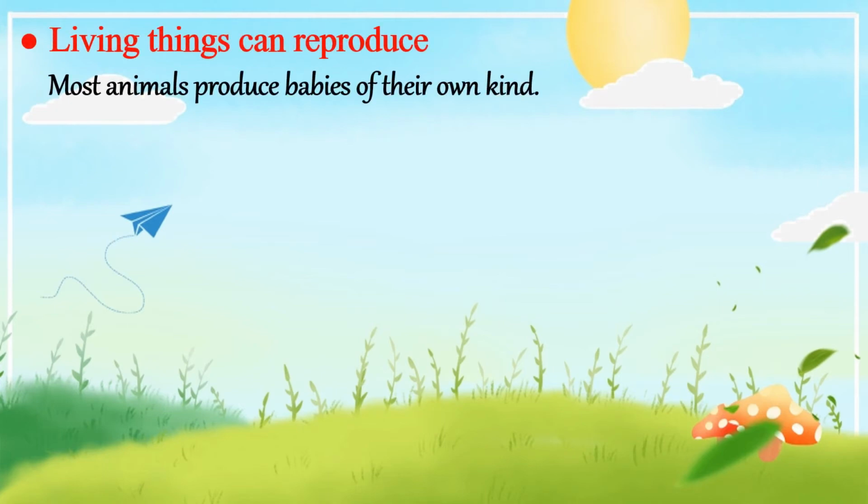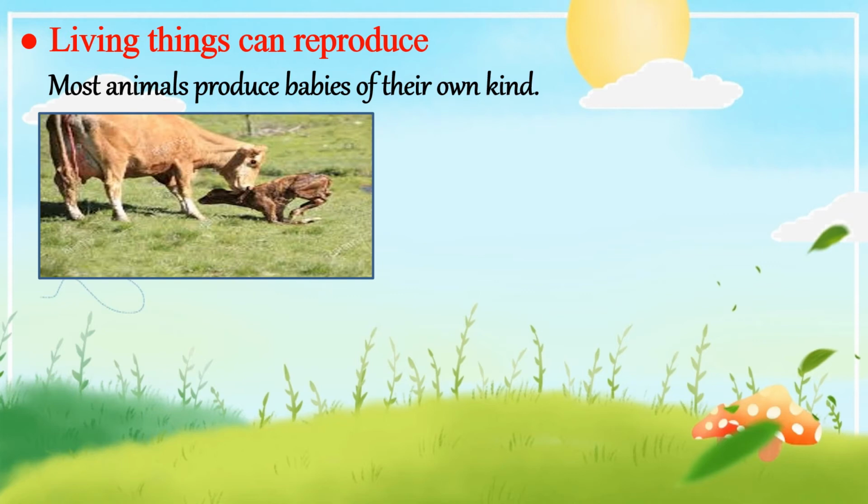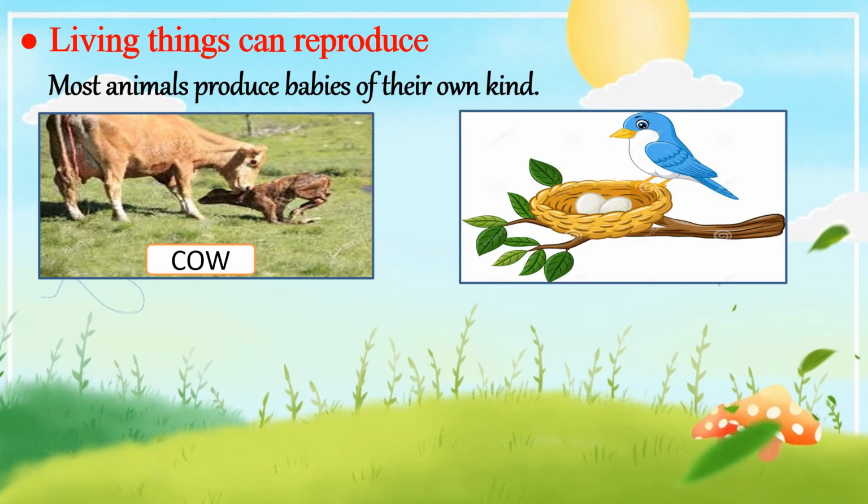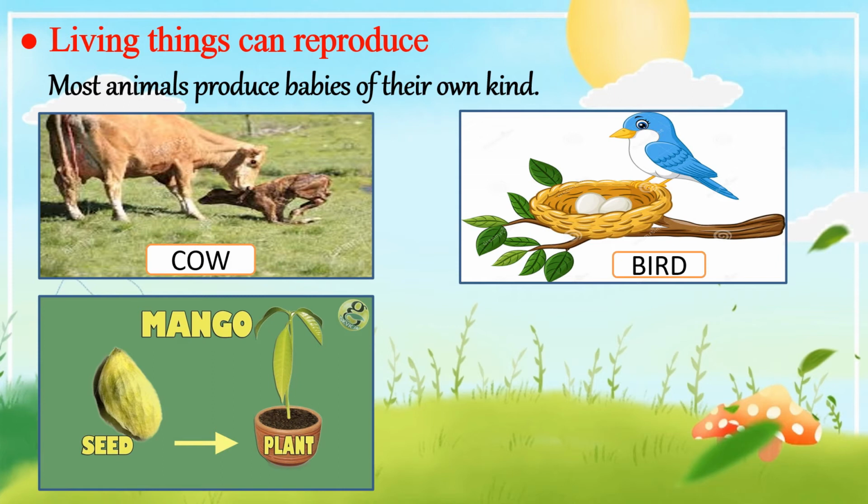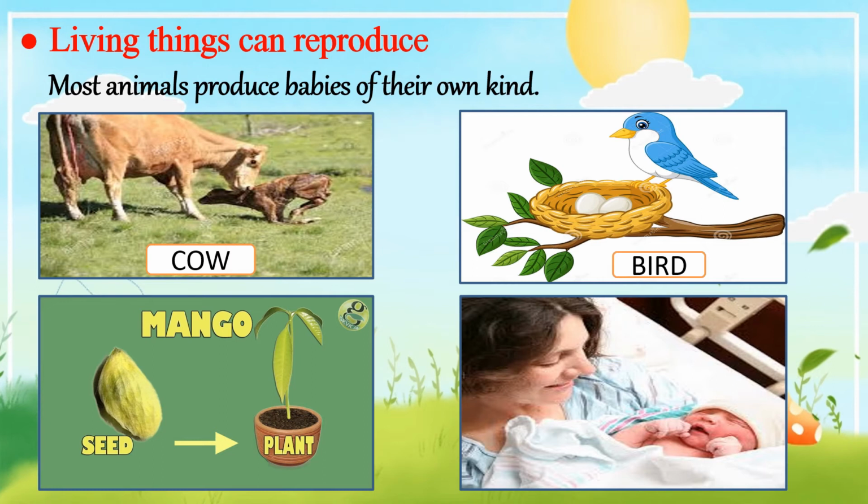Living things can reproduce. Most animals produce babies of their own kind. For example, a cow gives birth to a calf. Birds lay eggs from which young ones come out and slowly grow into adults. In plants, a seed becomes a plant. Human beings also produce their offspring. A woman gives birth to a baby.